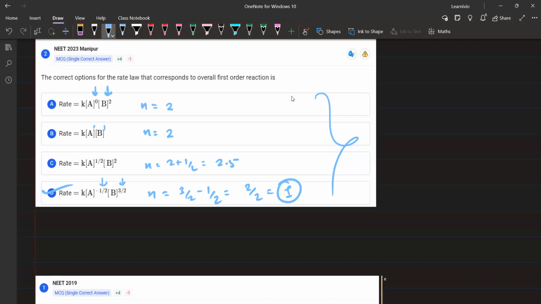But you remember, right? Order of A is 0, order of B is 2. So the overall order will be 0 plus 2. That will give you 2. You must have done this type of problems in.